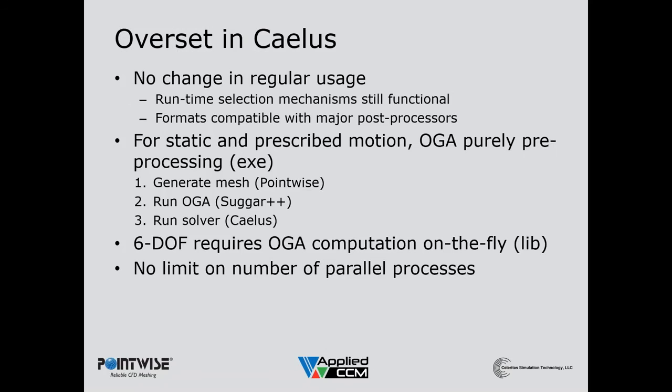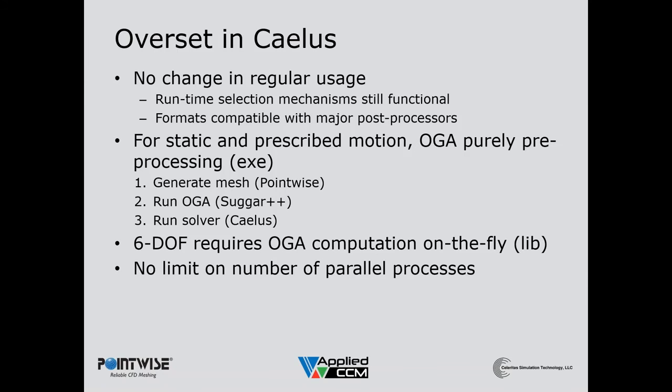So, the overset in Caelus. I want to make very clear that Caelus is a fork of OpenFOAM. It functionally operates like OpenFOAM, and there will be no change in the regular usage of Caelus to facilitate overset. What I mean by this is the runtime selection mechanisms that people are really familiar with and like in OpenFOAM and Caelus will still be completely functional. The other point is that the file format is completely compatible. There's no change in the file format, so post-processing and all that kind of stuff will remain unchanged. Again, to the user it will be just really under the hood.